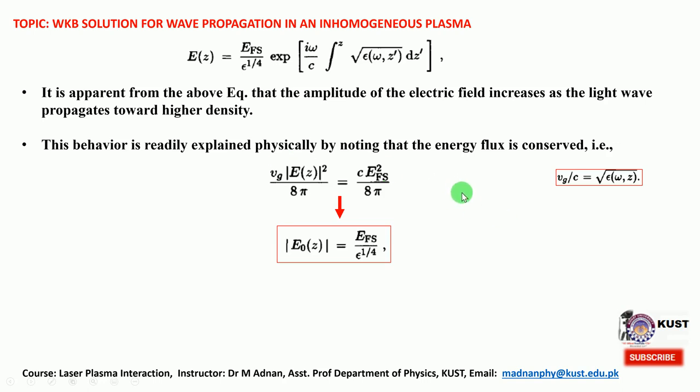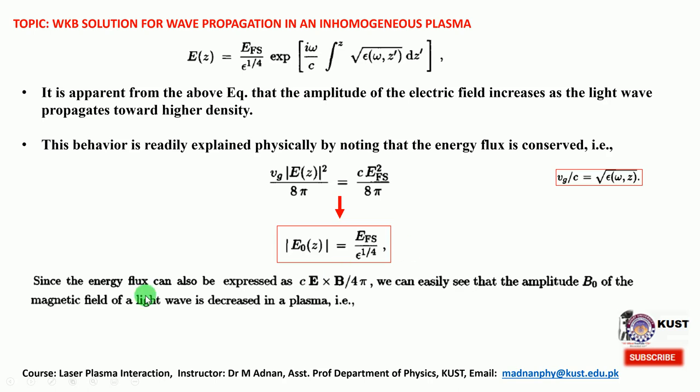We will also discuss the situation where the solution has a breakdown, or in other words, the point where the critical density term, where the epsilon goes to zero, or we can say the lambda goes to infinity. Since the energy flux can also be expressed in terms of E cross B, the value of B is also there.